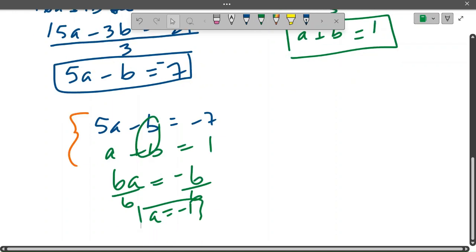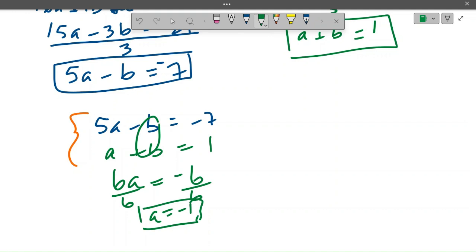All right, now you guessed it, I'm now going to pick one of my equations to plug negative 1 in for a, and I'm going to pick my green equation right here because b is positive, and that's what I'm going to solve for. So I'm going to go ahead and do that over here. Everywhere I see a, I'm substituting negative 1. B stays the same because that's what I'm solving for. That equals 1. To solve for b, I'm going to add 1 to both sides.